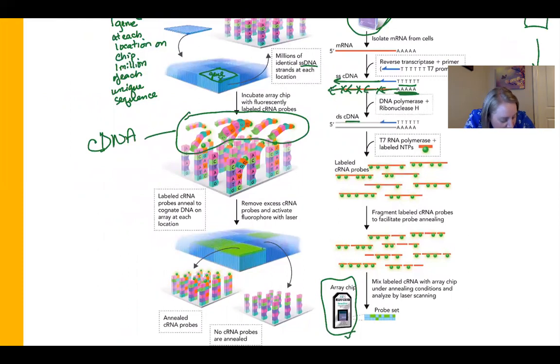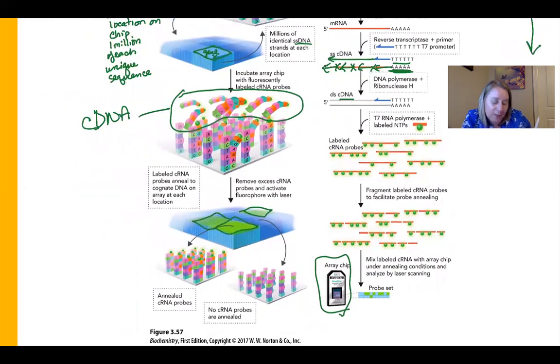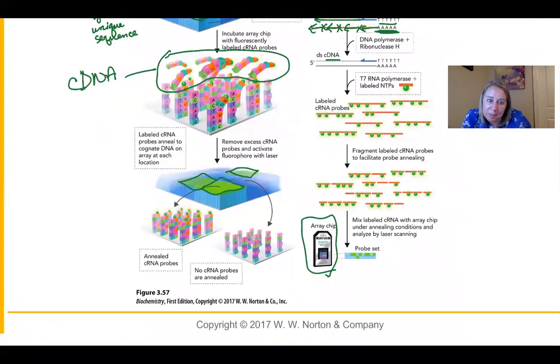And so anywhere where it's green, we know it's fluorescing. And the intensity of the green will tell us how much it's fluorescing, or how much of the cDNA fluorescently tagged fragments have attached to the chip. So the more mRNA was there, the more fluorescent that little piece of the array chip is going to be.